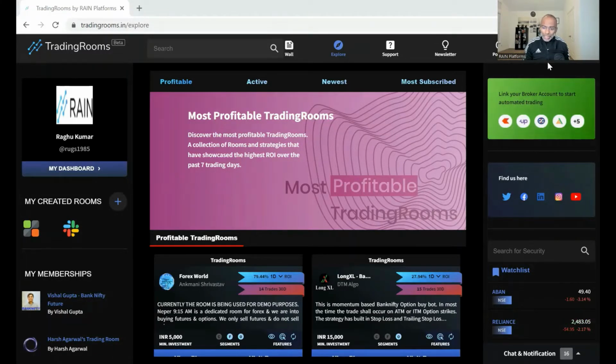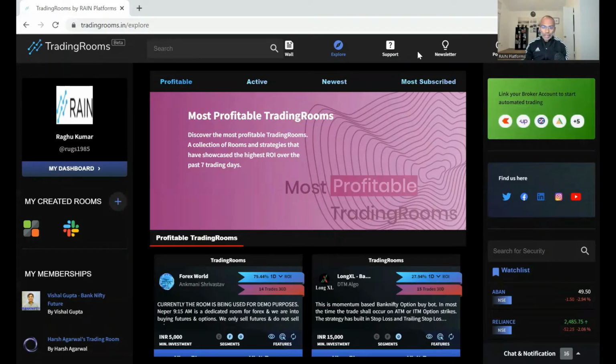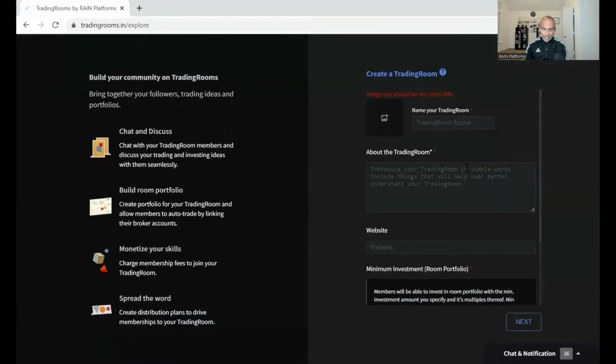So creating a room is actually very easy on trading rooms, and we're going to go through all the different steps. The first thing you want to do is click on the plus button over here, and that's going to take you to this page. And this is where you can go ahead and get started with the room creation process.